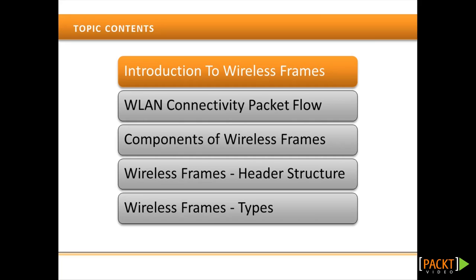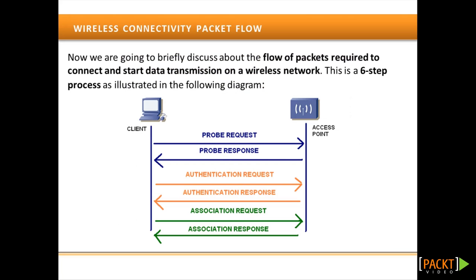Now coming to our first item for this topic, we are going to briefly discuss the flow of packets required to connect and start data transmission on a wireless network. At a high level, this is a 6-step process. As illustrated by the diagram shown on the screen, the first step deals with the transmission of a probe request packet from the wireless client.